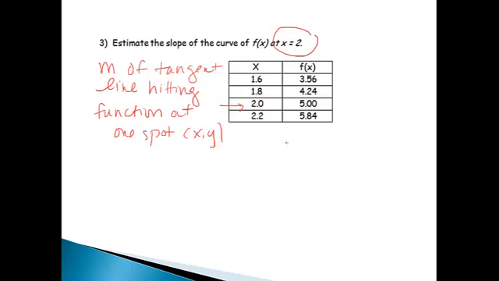Well, normally I would just draw my picture and I would draw the tangent line and then I would do rise over run. But since I don't have that and there's no point in me going through and trying to graph all this, what I'm going to do is use this point for sure and then pick another point somewhere close, either 1.8 or 2.2. Doesn't matter. I'm just going to pick 1.8.